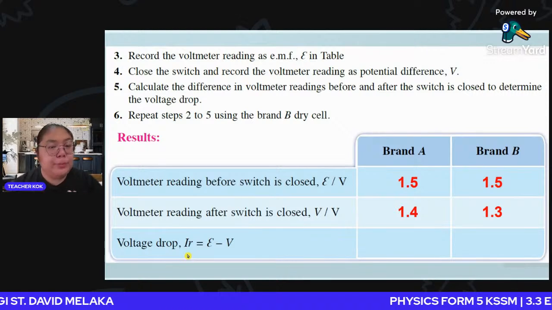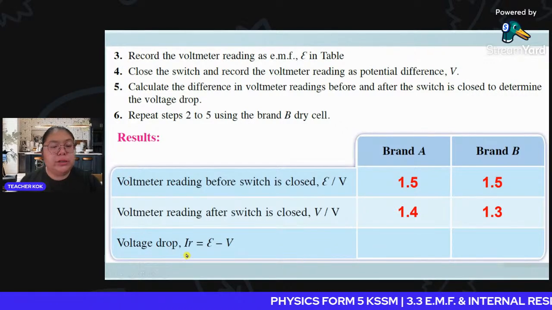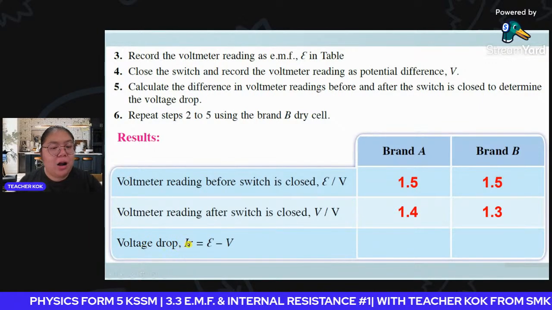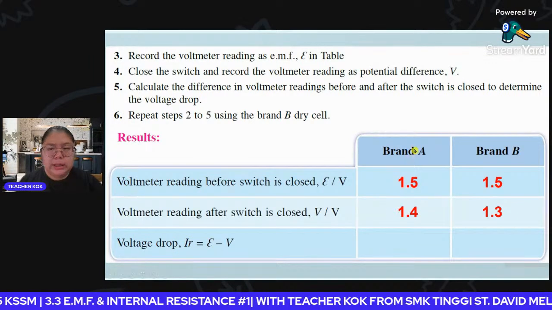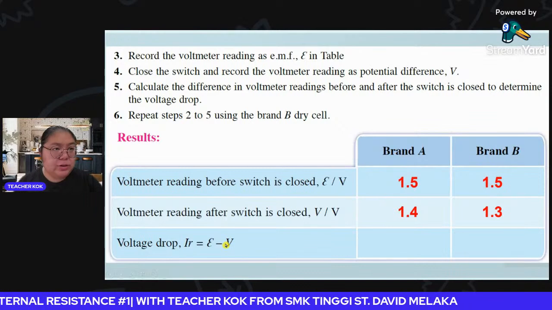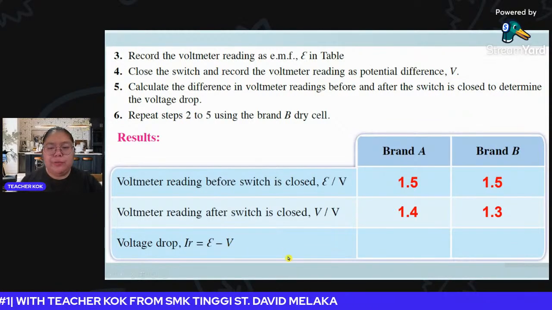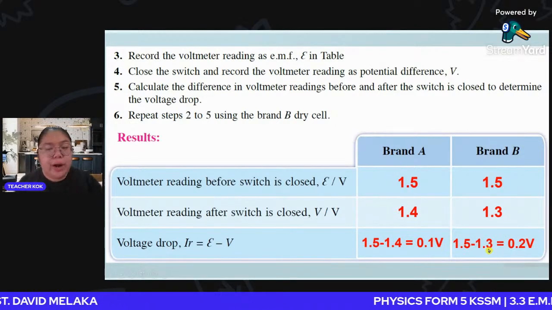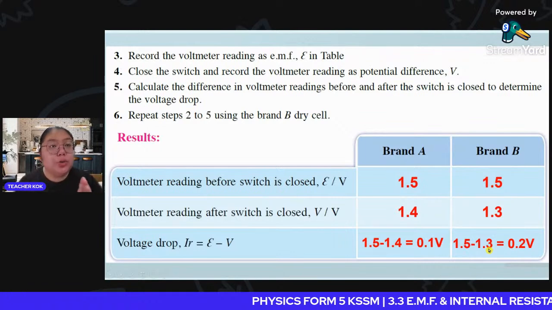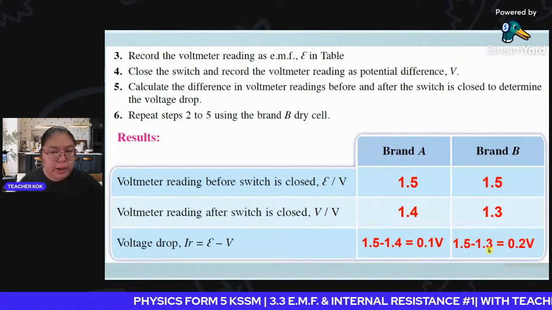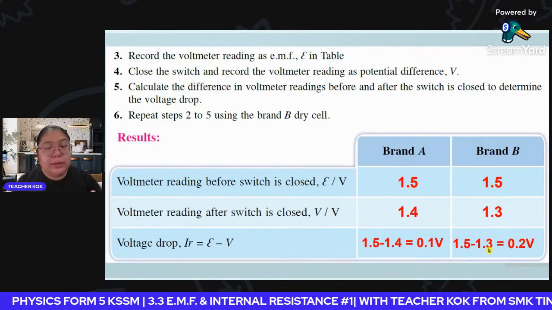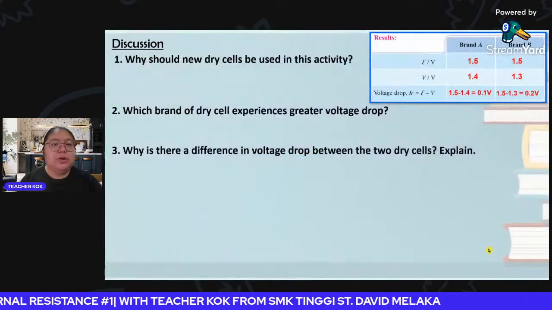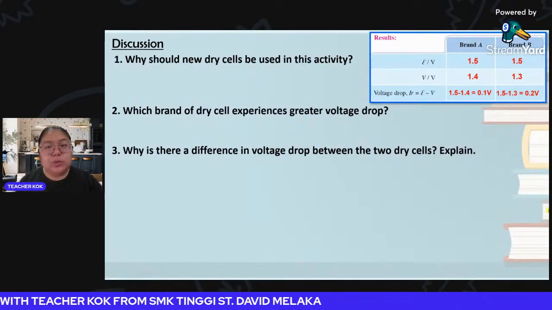This one is what we learned before. So today I want to introduce a new potential, a new voltage: the voltage drop. Ir equals EMF minus potential difference, so that one we call the voltage drop. So from here we get it. For brand A, it drops 0.1 volt. For brand B, it drops 0.2 volt. Okay, so this is what we can see from the table. Brand A and brand B, what's the difference? So we do some discussion on this result.